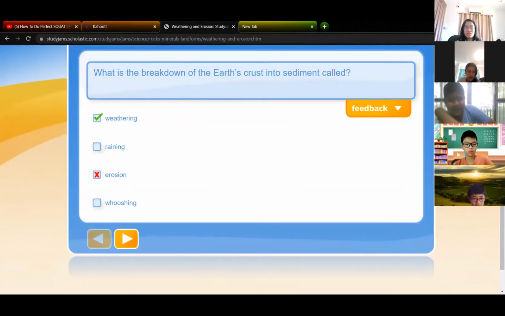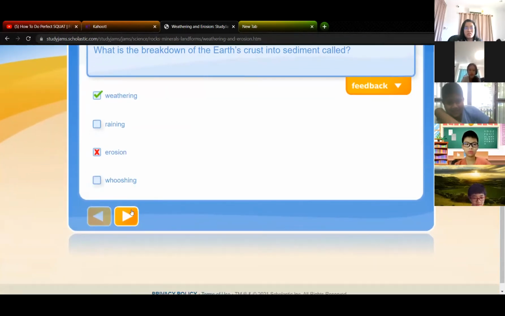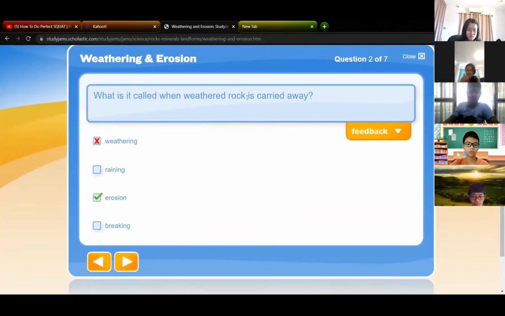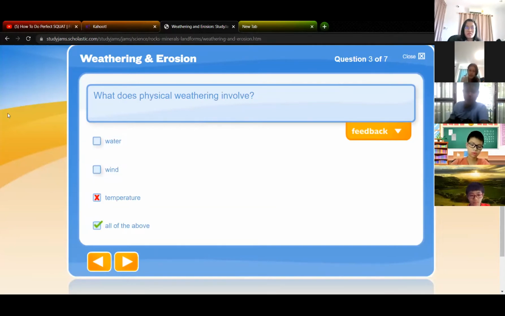Here, what is the breakdown of Earth's crust into sediment called? It's not erosion. It is weathering. Okay? And the last one here, you answered weathering. It is erosion. Okay? Carried away. When you hear the words carried away, it means there is movement. There is a movement of sediments from one place to another. So that is what we call erosion. Who answered this? Okay, you answered weathering, right? So you are wrong.